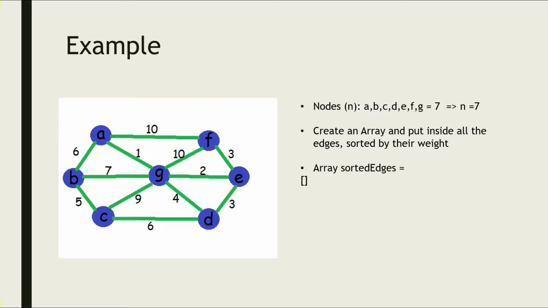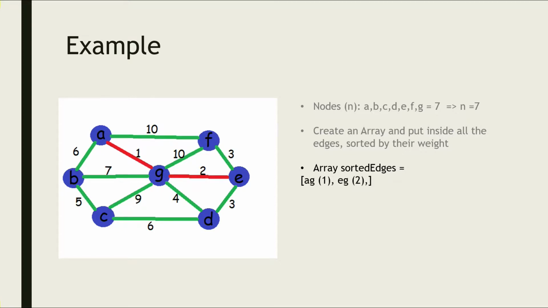Let's now see an example. We have 7 nodes here from A to G, and we create an array and put inside all the edges sorted by their weight, from the lowest to the highest weight. And we have an array, for example, named sorted edges. We start by the lowest one, which is the AG, and then we continue adding the lowest edges.